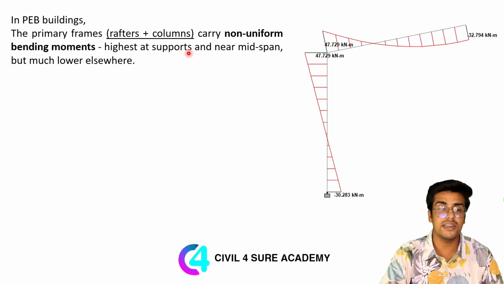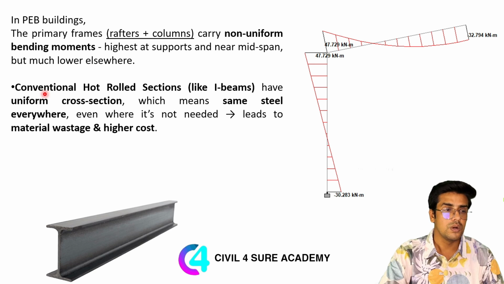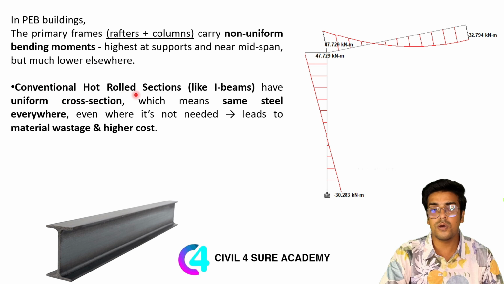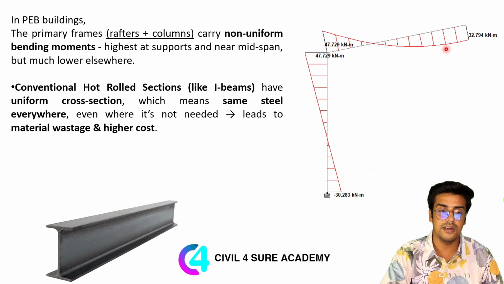So they are higher at supports and near the mid spans, but much lower elsewhere. So that is the concept here. If we are going to use the conventional hot rolled I sections like this one, which has a uniform cross section, which means the same steel is used everywhere, which is actually not required. The steel is required here and at this particular end, not at the mid.